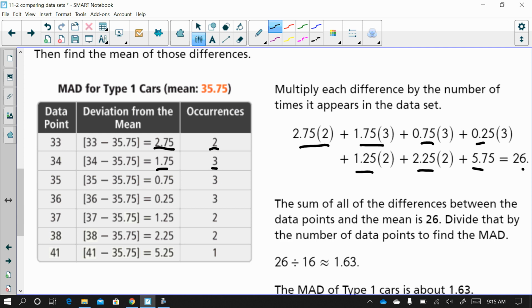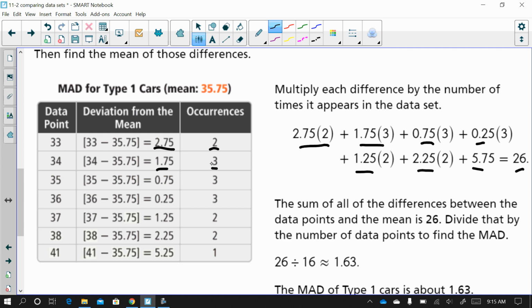Okay, and I get a total of 26 when I add them all up. So the sum of all the differences between the data points and the mean is 26. However, we want the average, so we need to divide by the total number of numbers.